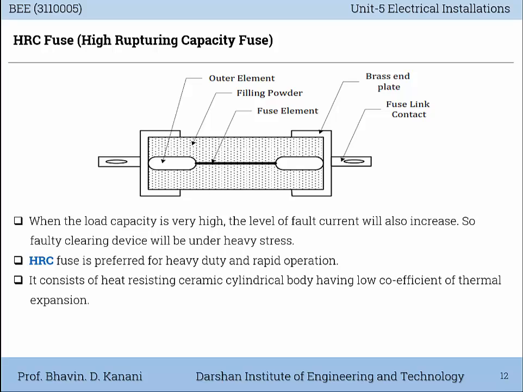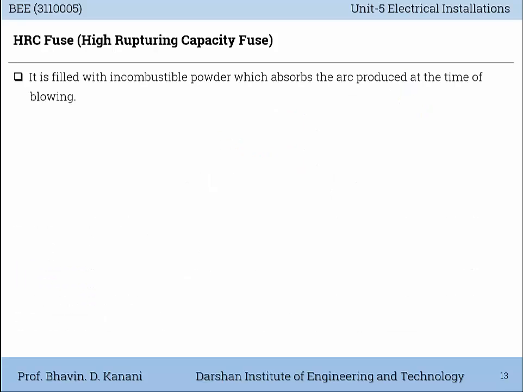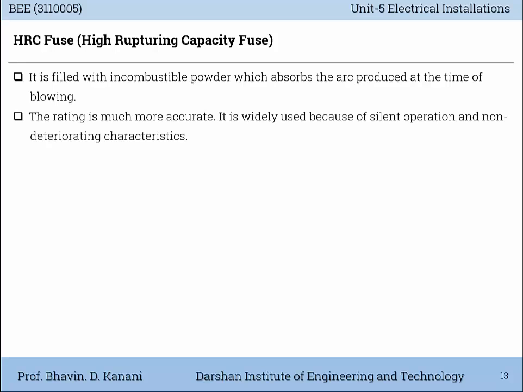It consists of heat resisting ceramic cylindrical body having low coefficient of thermal expansion. The fuse element is made up of silver or silver alloy to improve fuse life. It is filled with incombustible powder which absorbs the arc produced at the time of blowing. The rating is much more accurate. It is widely used because of silent operation and non-deteriorating characteristics. It is maintenance free and easy to install.